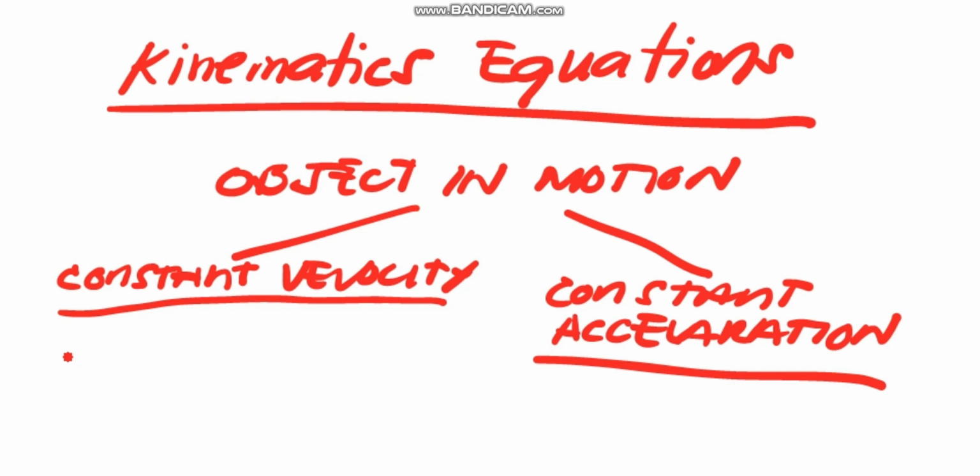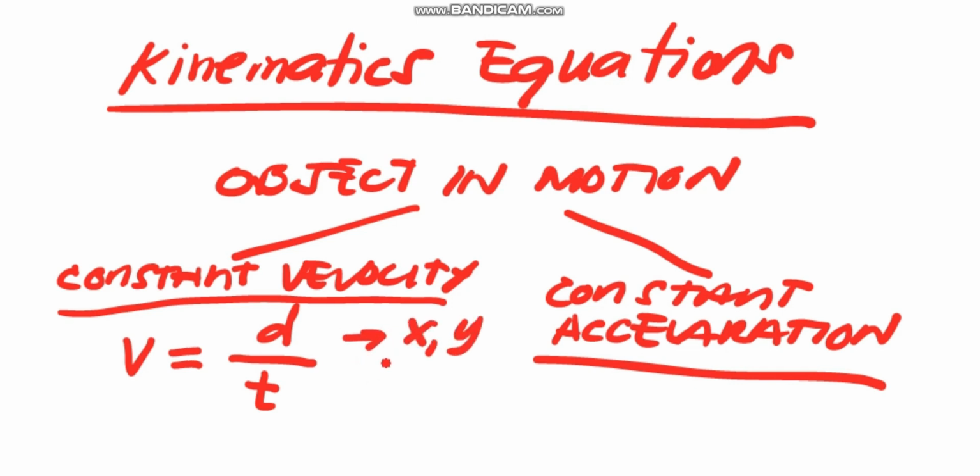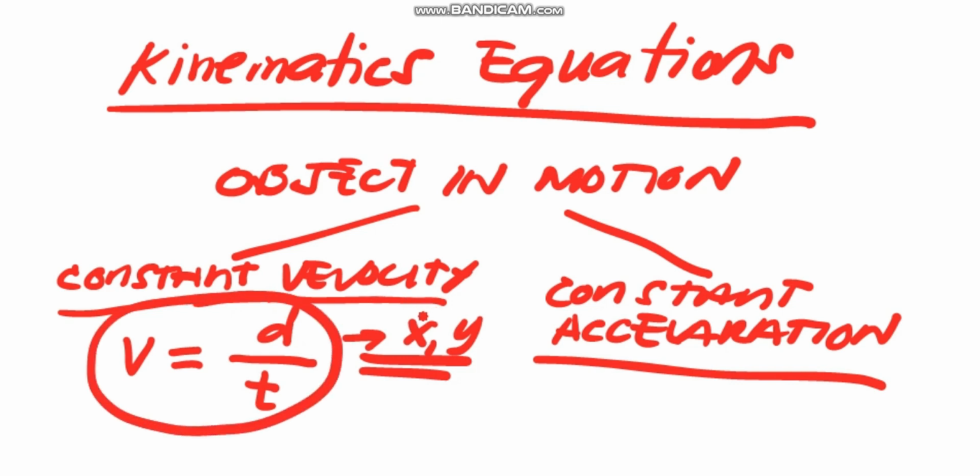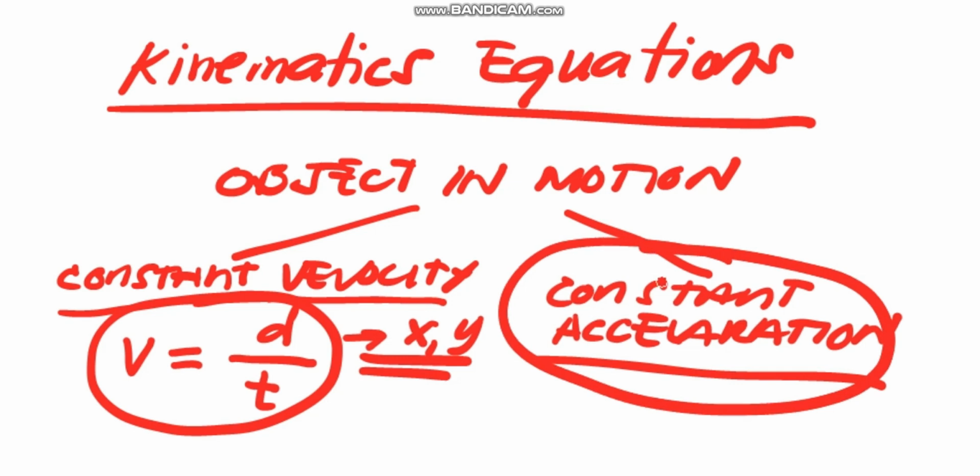If this is the case, we can only use one equation, and that is our equation for velocity, where velocity is equal to displacement over time. Your displacement can be x or it can be y, so you can just replace it by x over t or y over t. This is the equation that we can use if the object is in constant velocity. But when the object is in constant acceleration, we cannot directly use this equation.